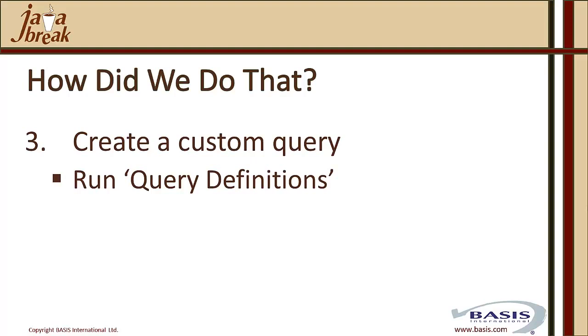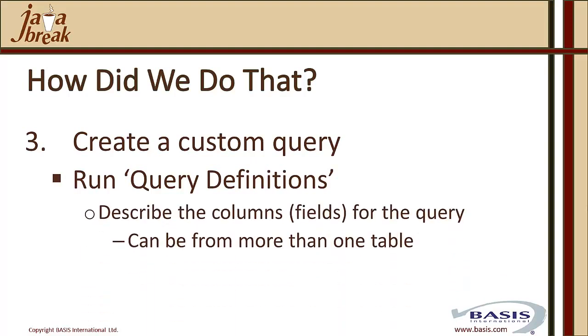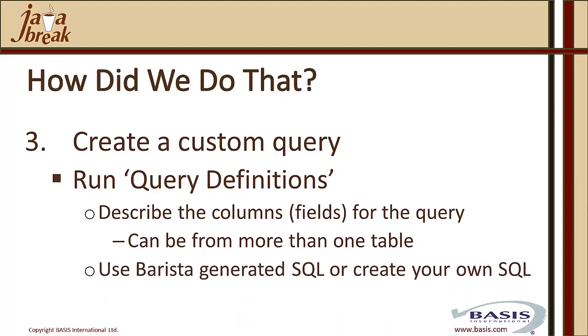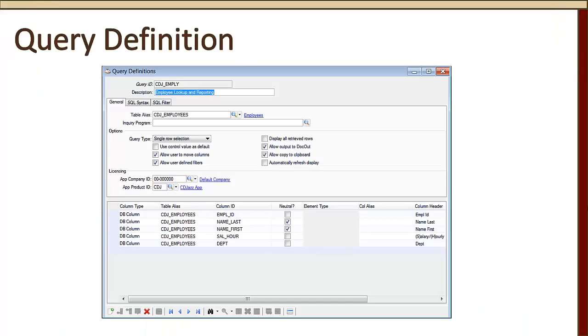So we'll run the query definitions feature from within the Barista application framework, and we'll describe the columns or the fields for the query, and they can be sourced from more than one table. Our simple example today, we'll just use the employees table, and we can use the Barista generated SQL to generate our grid query, or you could pop in your own SQL. So very complex SQL can be placed in the custom query, and then we need to test the SQL statement. So let's have a look at how we generate that.